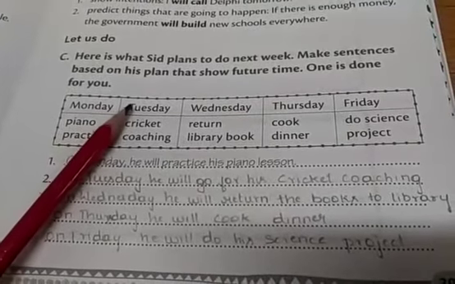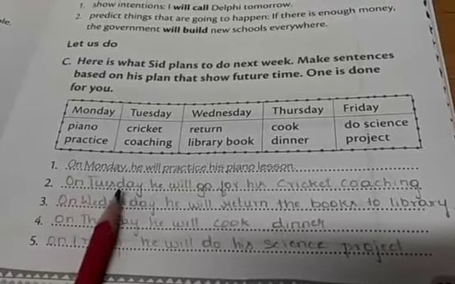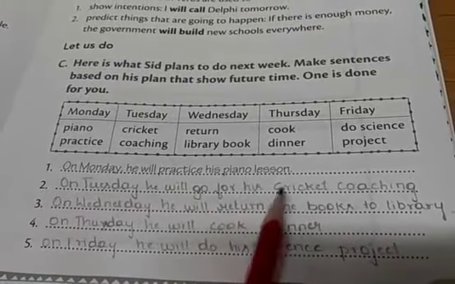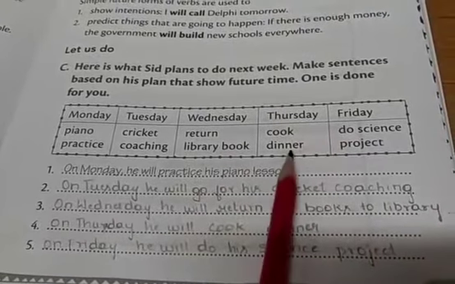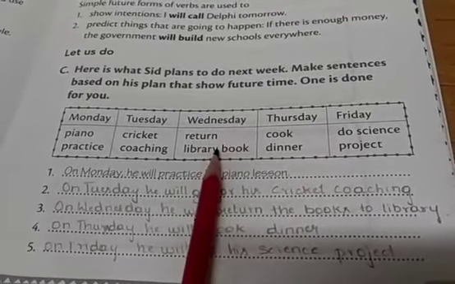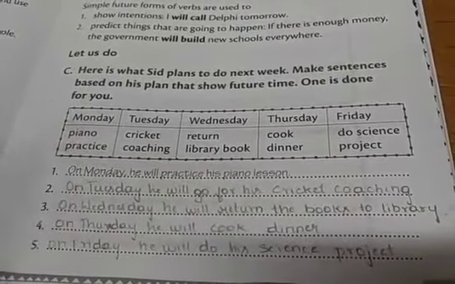So on Tuesday they have given cricket coaching. On Tuesday, he will go for his cricket coaching. The rest of it, just observe the sentences given and try to plan the future time of Sid. Complete the activity and revision.